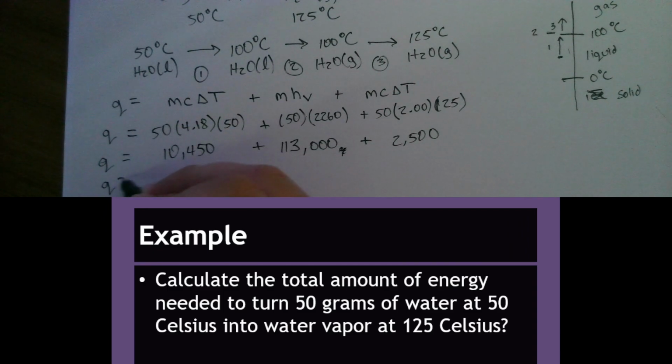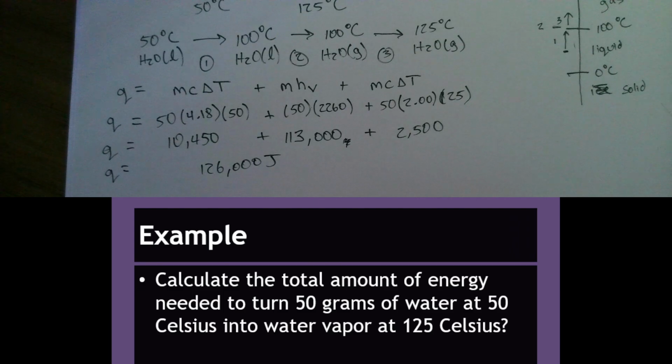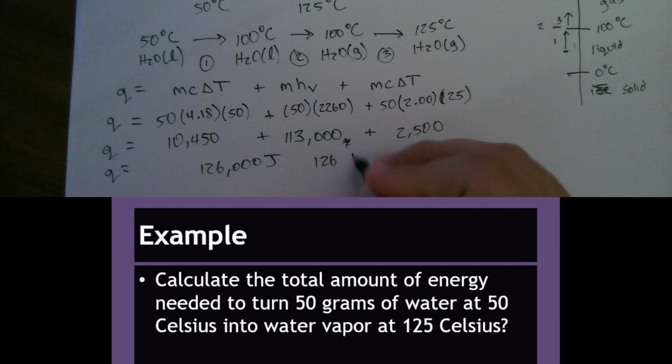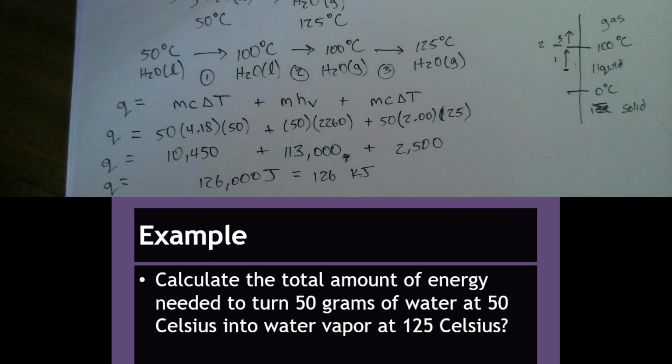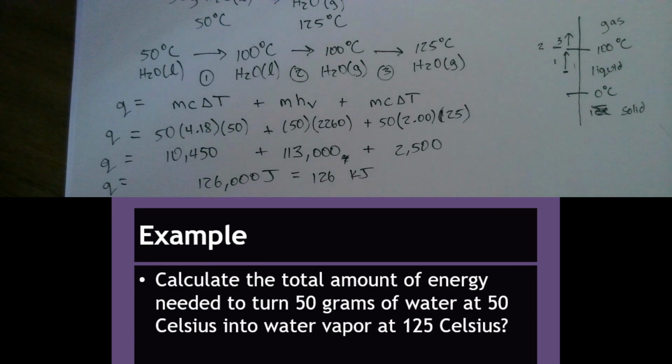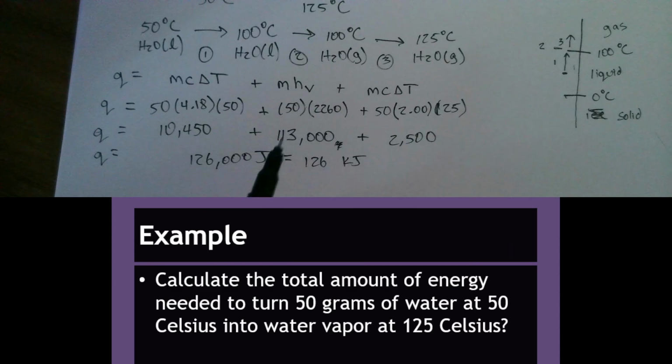Add all these together, and I'm going to round my answer. I get 126,000 joules, or you might see it written as 126 kilojoules. They're the same. That is a full calorimetry problem. One more type of calorimetry problem like this, but this is kind of the most important thing.